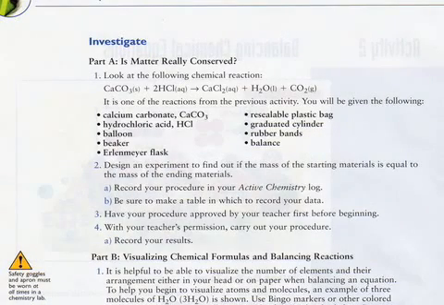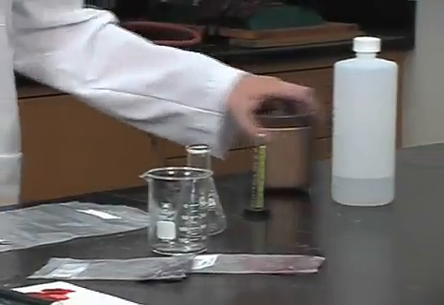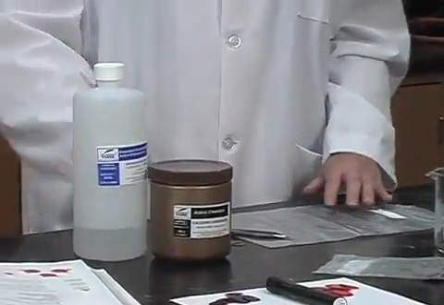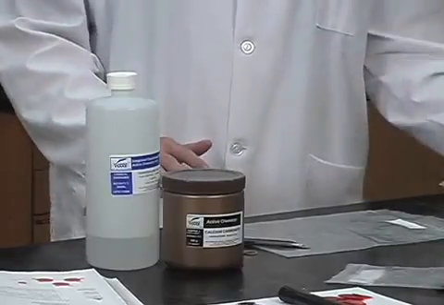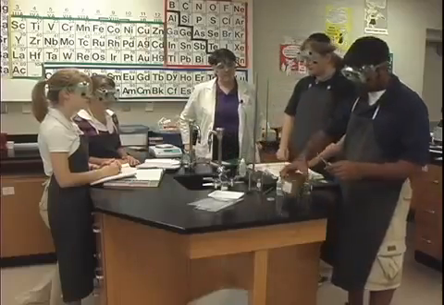In Part A, Is Matter Really Conserved?, students are asked to design an experiment to see if the amount of matter present changes during a chemical reaction. They're provided with a list of materials and asked to design a procedure. So students are given chalk or calcium carbonate, hydrochloric acid, and then a balloon, a rubber band, a flask, a beaker, a graduated cylinder, and asked if the amount of matter changes when the reaction takes place.